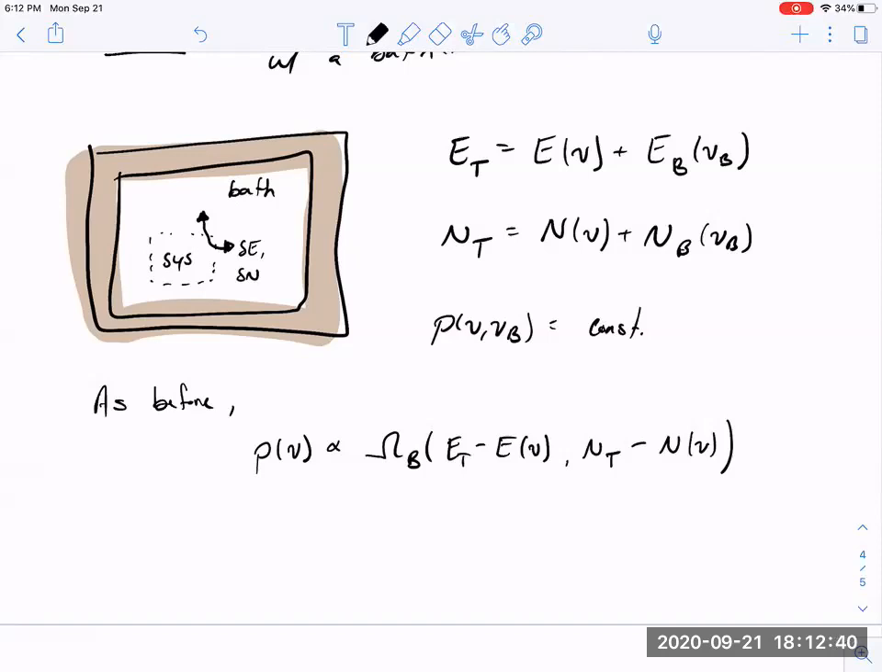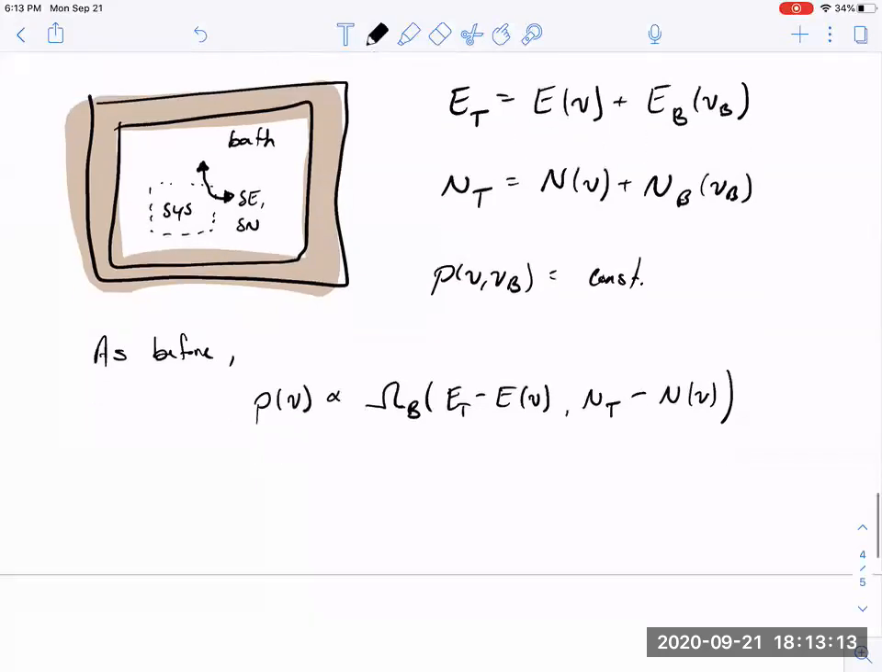Now again, let's imagine a limit where the bath is really big, such that the energy of the system relative to the total energy is small. And similarly, that the number of particles in the system is really small compared to the total number of particles. In such a case, even though we don't want to try to compute the number of microstates of the bath, we can get its form by treating the energy of the system and the number of particles of the system as a perturbation.